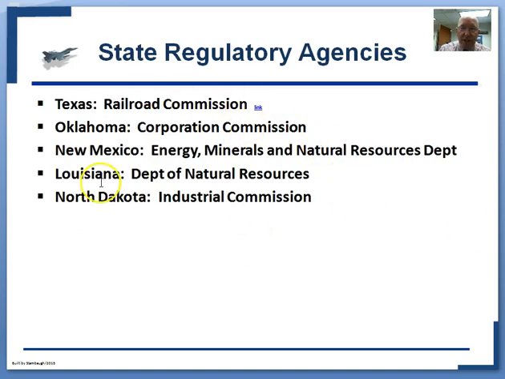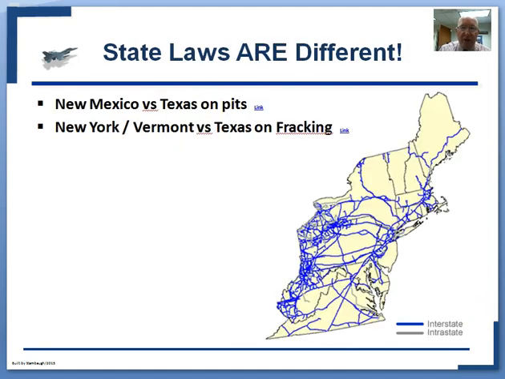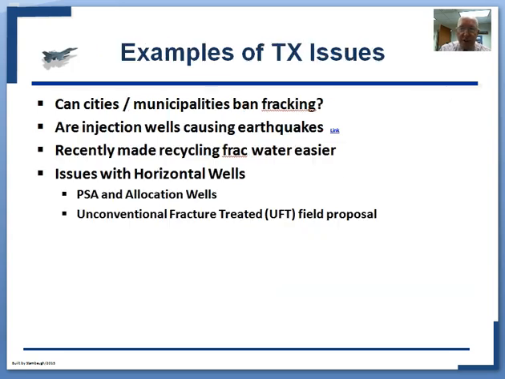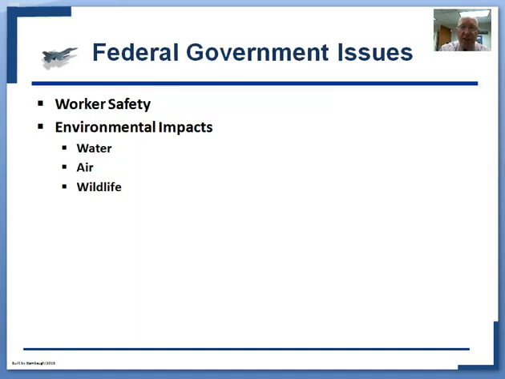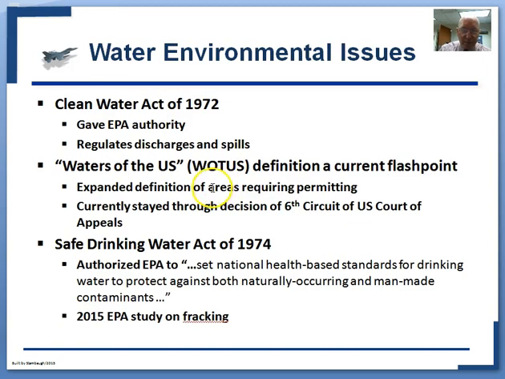I do not ask which regulatory agency, what the title of each regulatory agency is in each state, nor do I ask about the title of the land office. We talked about some examples of how states differ and some issues that Texas is dealing with currently. Then we looked at where does the federal government tend to get involved. And as we see, these are all tied to relatively significant national acts and how this is where the federal government has a lot to say.